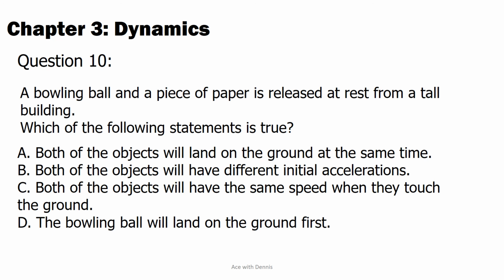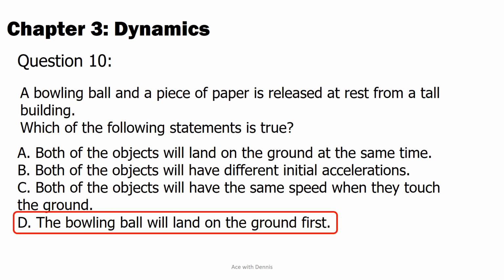The answer is D. The bowling ball will land on the ground first. Since the bowling ball has greater mass than the piece of paper, it takes longer time to achieve terminal velocity. Hence it will have greater terminal velocity and land on the ground first.